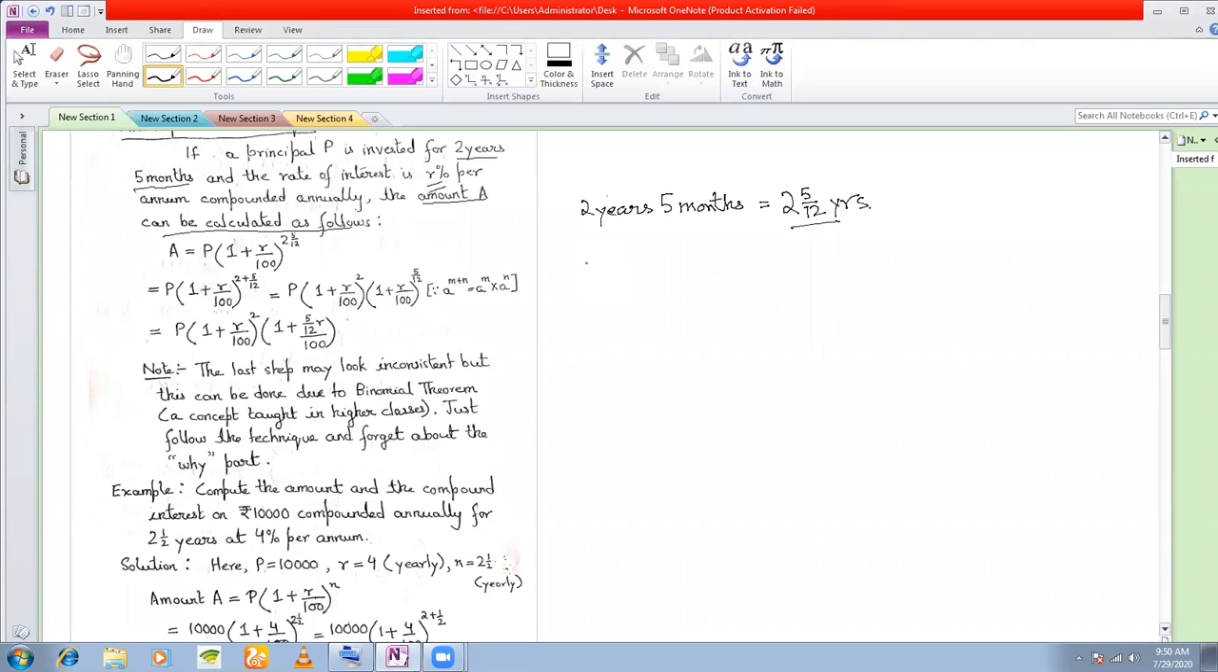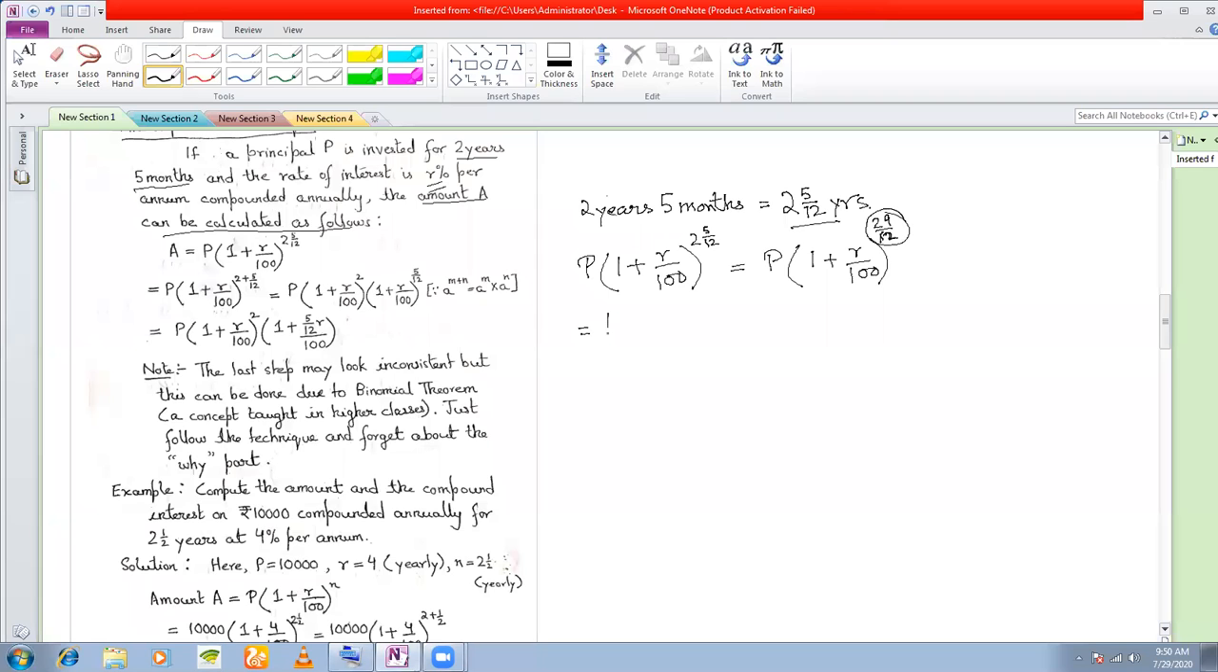But the problem is that if I put it in the formula, P 1 plus R by 100 to the power of 2, 5 by 12, then see, I've got a 5 by 12, which is a very annoying fraction to be in the power. If I convert this mixed fraction to an improper fraction, 29 by 12. Now, how will I calculate this power? So this is a very annoying power.